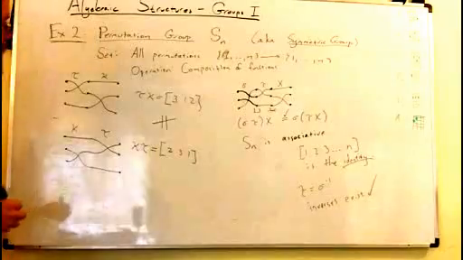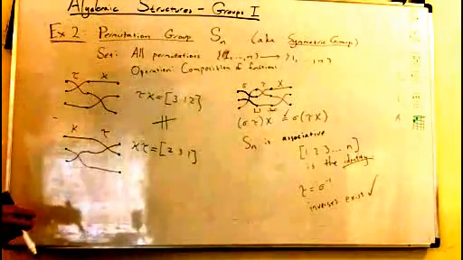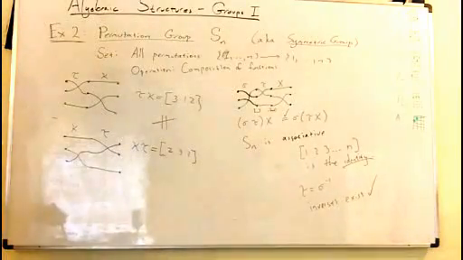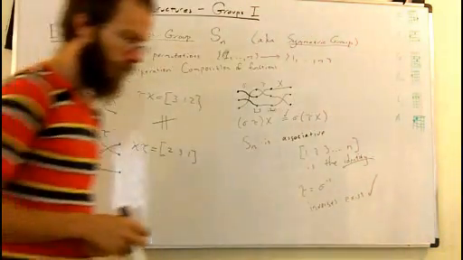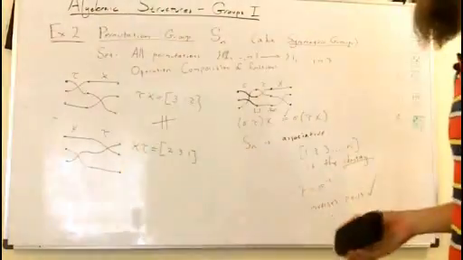And those are not equal. Therefore, the symmetric group is not commutative. So this is our first example of a non-commutative group. The symmetric group's actually very, very important, and so it's one we're going to come back to quite a bit.